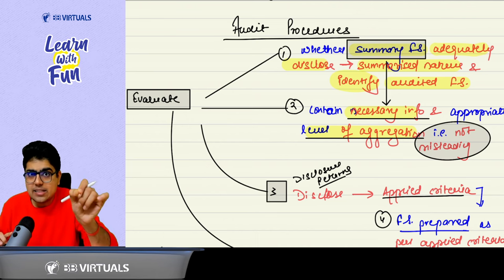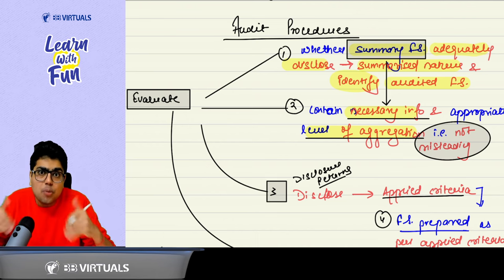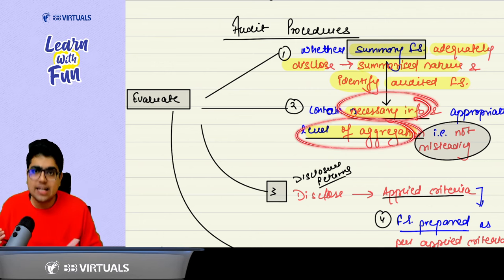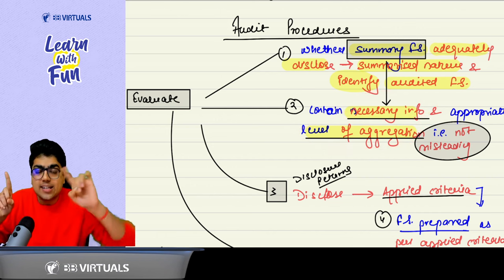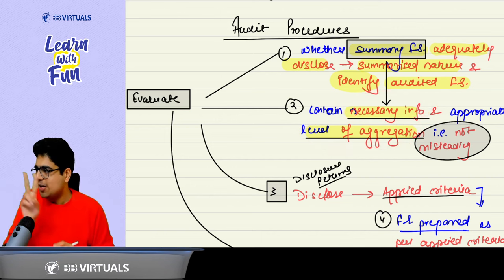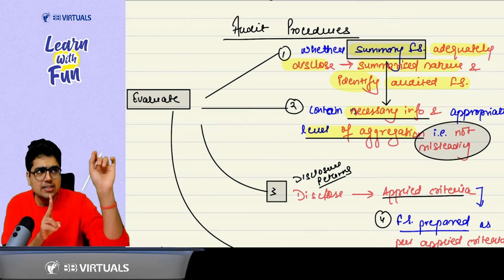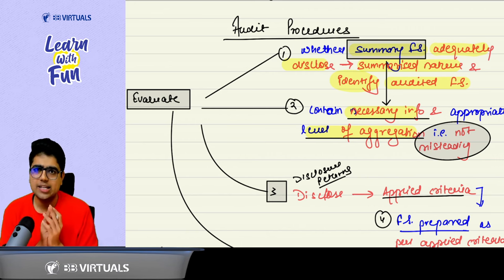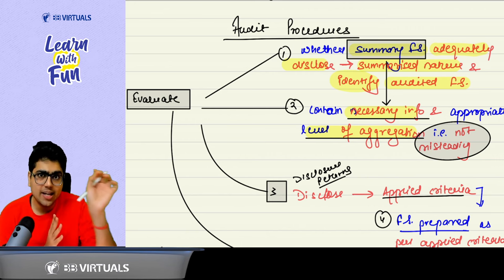When they are summary financial statements, make sure proper disclosures are there. Necessary information is there, and an appropriate level of aggregation is there, so that they are not misleading. Got it, sir? So two points are very simple: summary financial statement, but even in the summary, proper information and proper aggregation of details should be there so that they are not misleading.